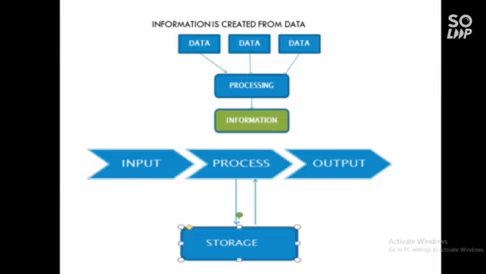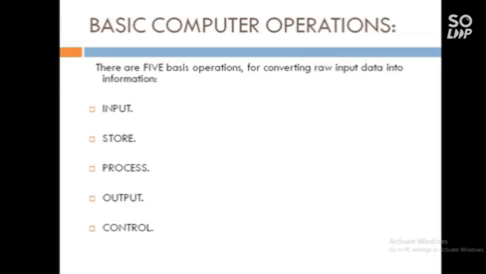Now, as we can see in the diagram, here we have data. Information is created from the data. The data goes into processing. Processing creates the information as well. Input, process, output. It is also stored somewhere. The data is being stored.